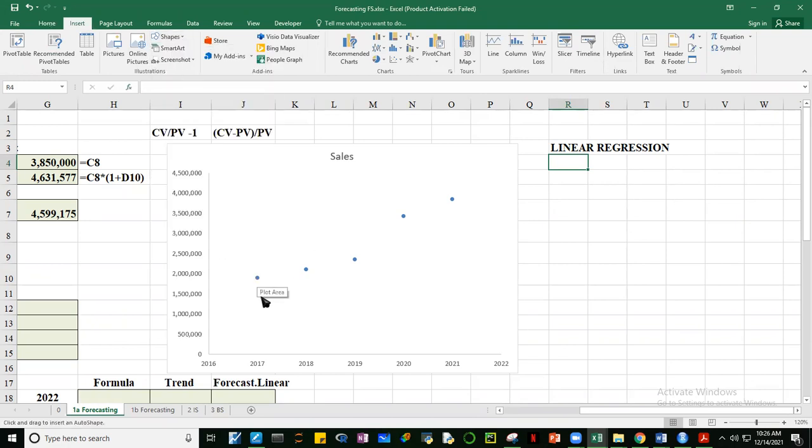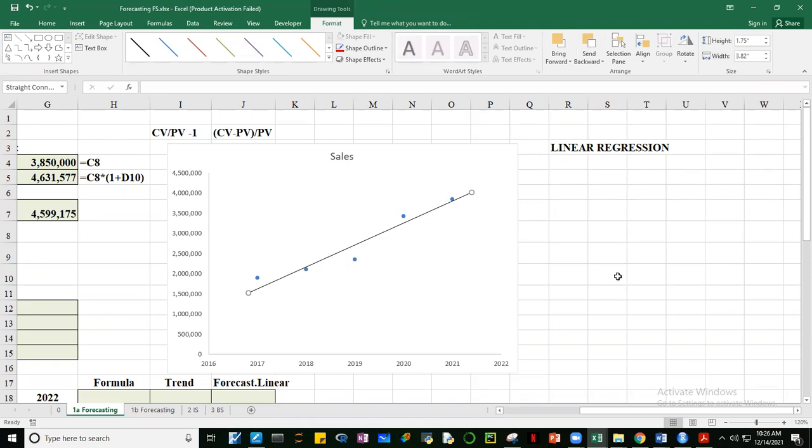Pero tingnan natin to. What if I put some line here? Kunyari ganyan. Parang na-approximate niya yung relationship ni sales at saka ni time, hindi ba? Of course, guys, we don't expect that all of the points will lie on the line. But I think we can approximate a line that will describe sales using your year. Mukhang pwede naman siyang linear relationship, no? Unlike kung parabolic siya, parang U, hindi naman siya mukhang parabolic.